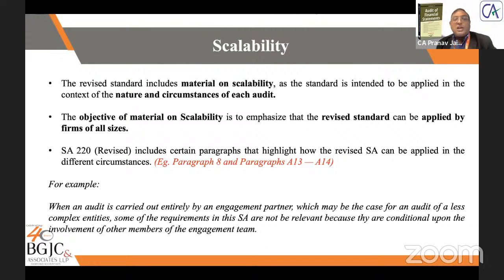So if we go to the standard, particularly the application material, starting from A1, there are various paragraphs regarding scalability at different sections of the standard. So there's very detailed guidance on how to tailor the requirements of the standard depending on the circumstances.